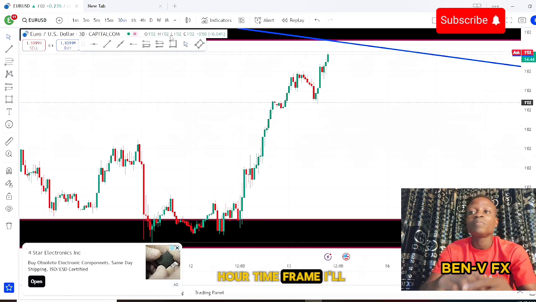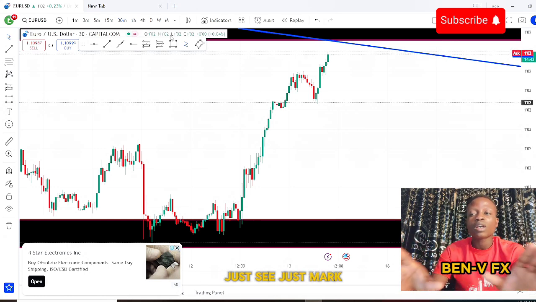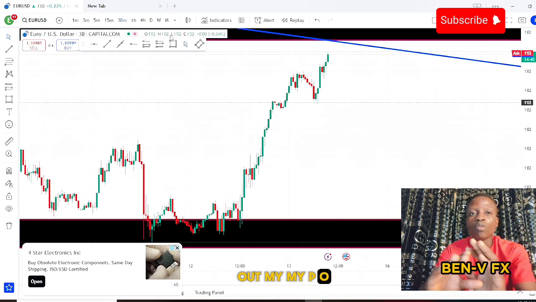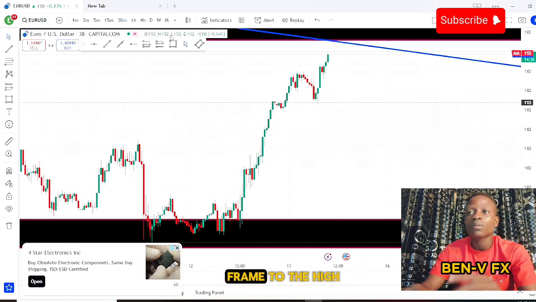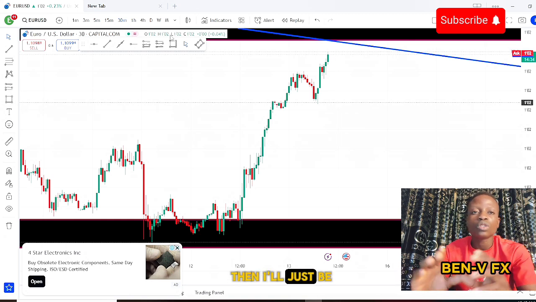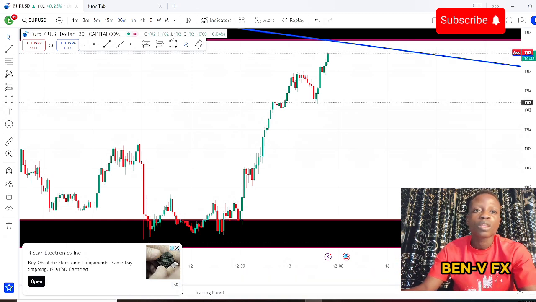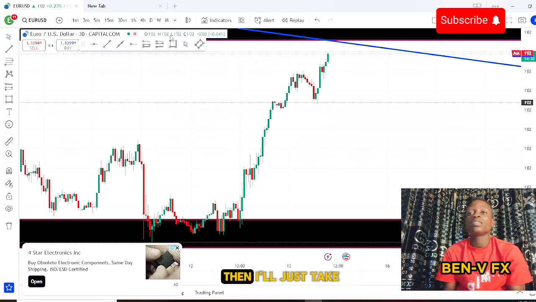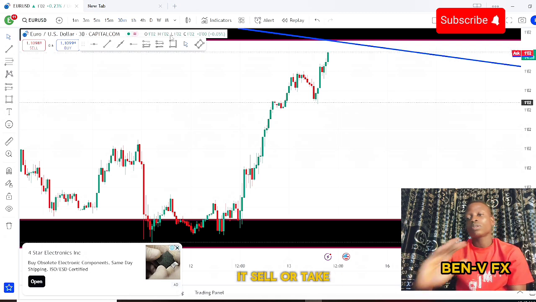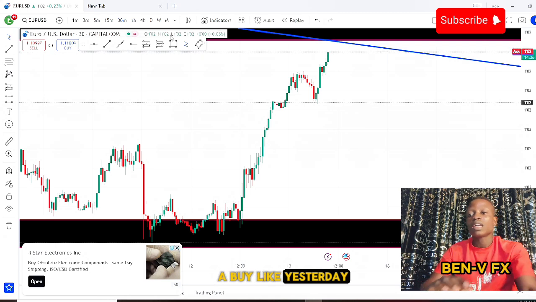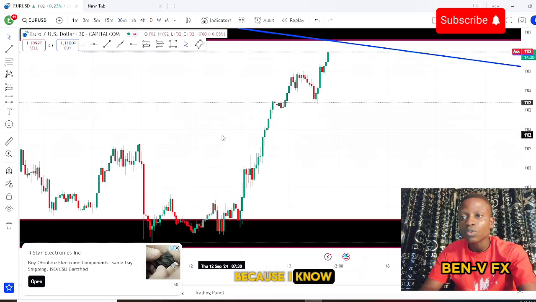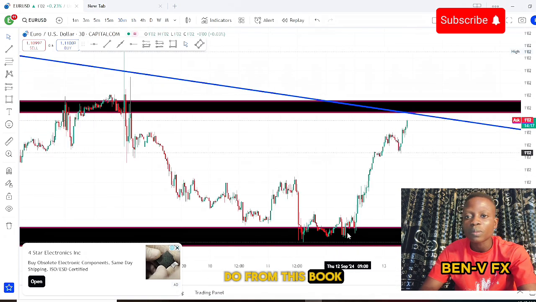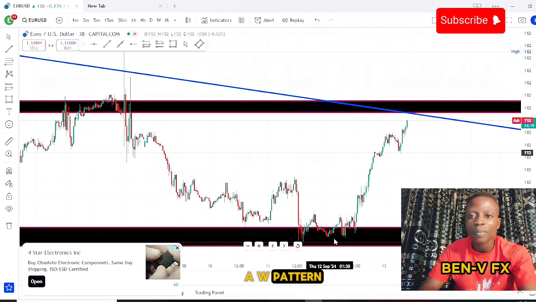From the 1-hour time frame, I'll just mark out my POV, my point of view, like where the market will react from the lower time frame to the higher time frame. Then I'll just be waiting for my execution time. I'll be waiting for my pattern to play out, then I'll take a sell or take a buy. Like yesterday, I took a buy from this support level, because I know what the market will do from this support level, and I can see a W pattern.